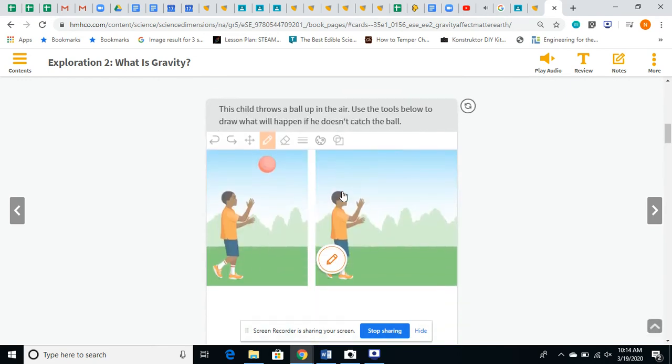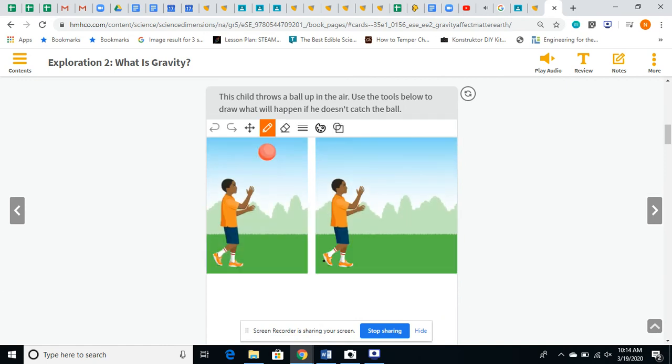This child throws a ball up in the air. Use the tools below to draw what will happen if he doesn't catch the ball. So if Yamir and I are playing catch and I throw the ball to him and he drops it, the ball will end up down here. Yamir would catch the ball, though, because he's very athletic.